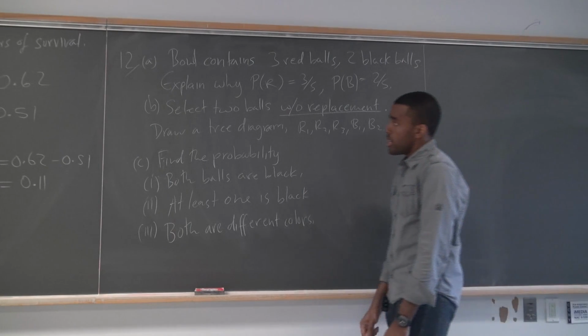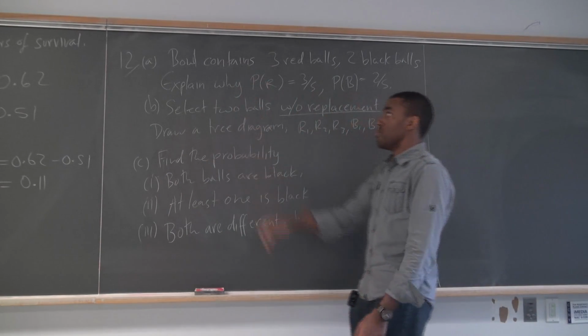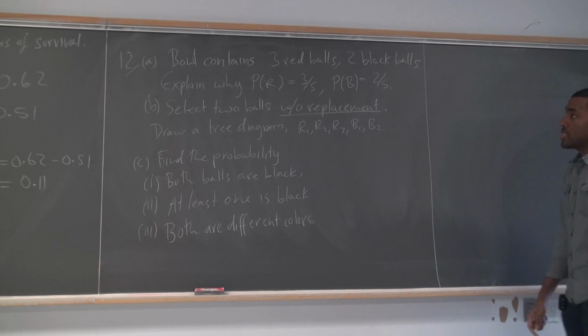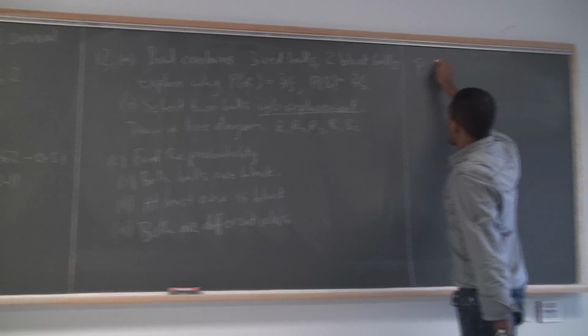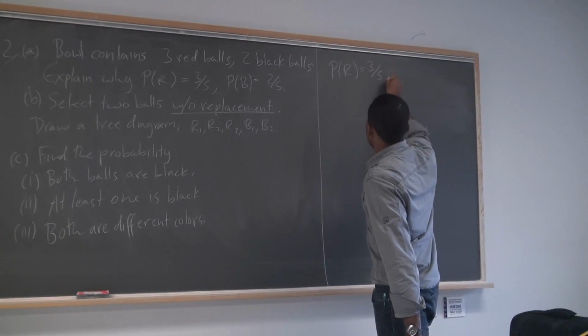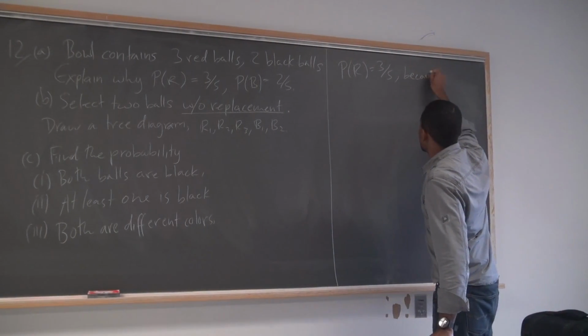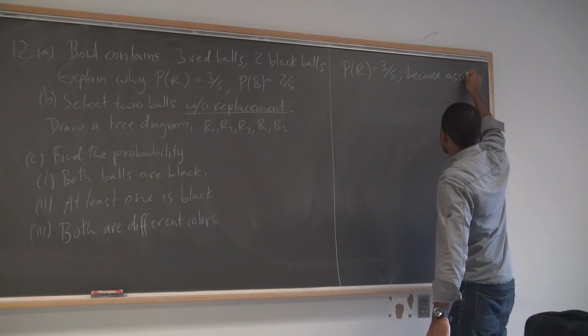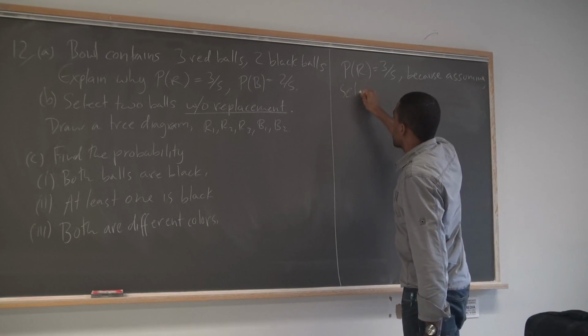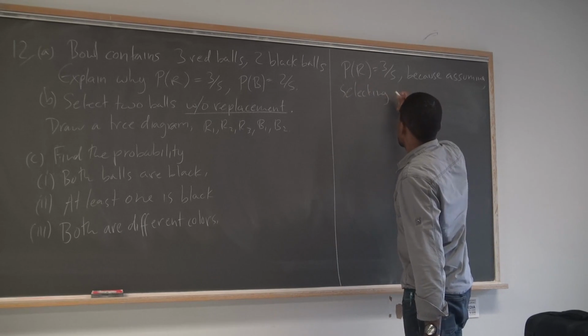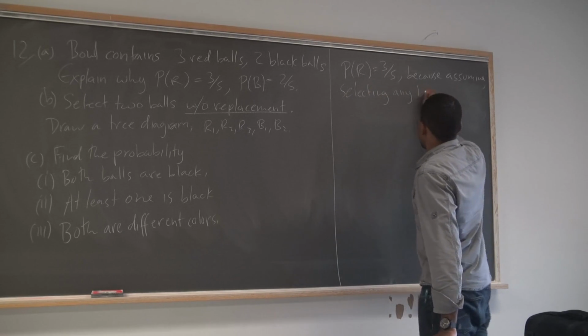Okay, so part A says to explain in terms of equally likely events. Why are these the probabilities? P of R is equal to 3 out of 5 because, assuming selecting any ball.